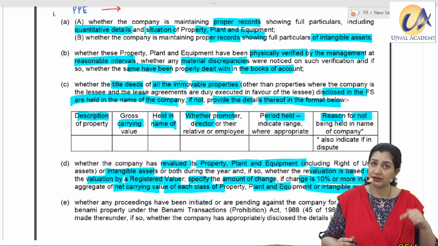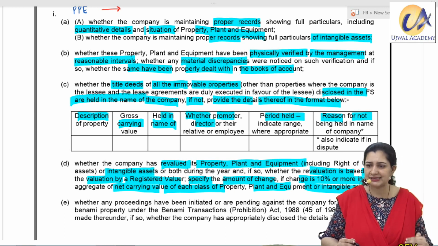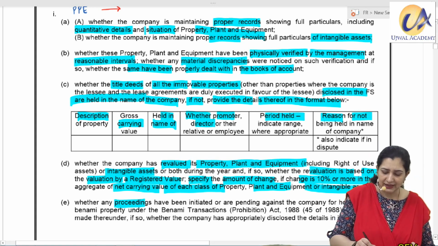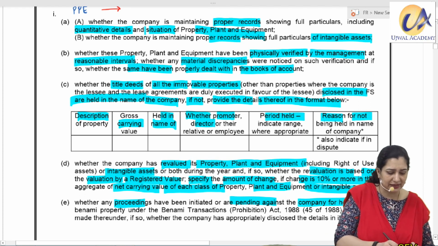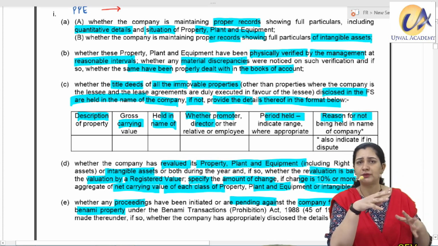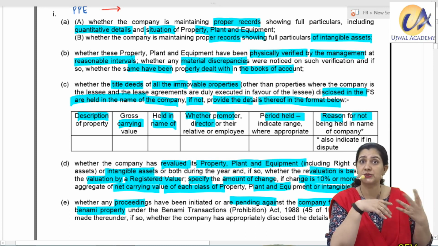Okay, this is about the revaluation point. And the last point: are there any cases against the company? Are there any proceedings or legal cases against the company for holding any Benami property? Benami property means it is not properly in the name of the company. It is in someone else's name, but the company is using it.